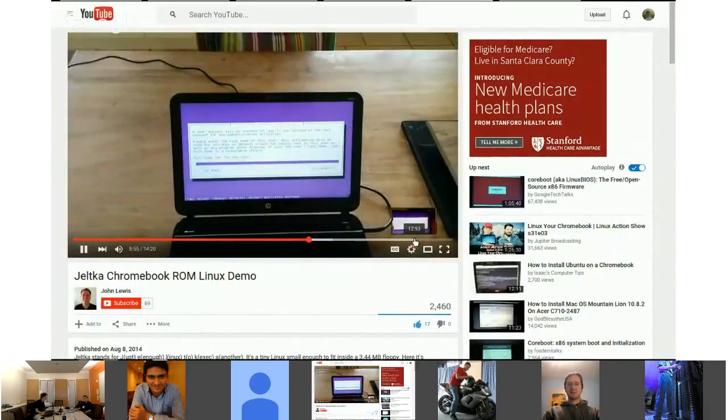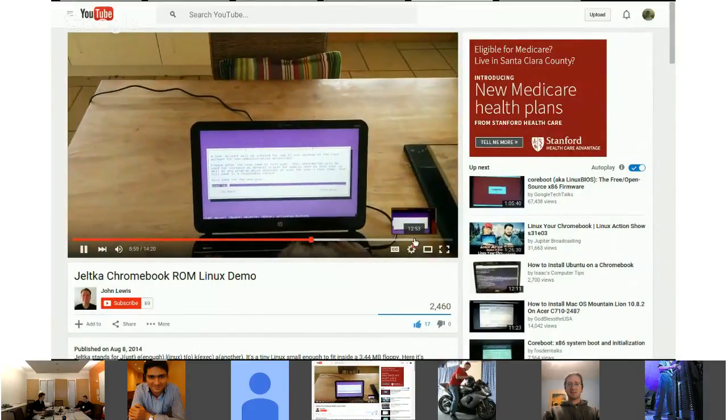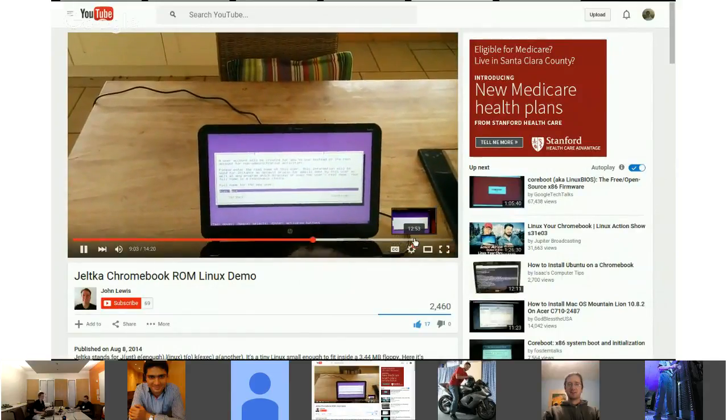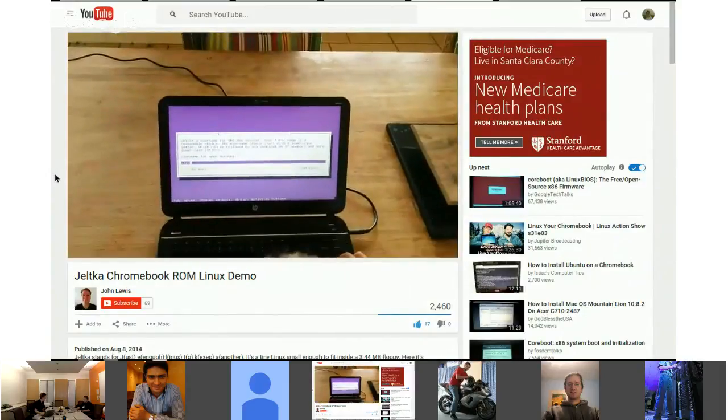And this is all done by, he just boots it, boots into his embedded environment that's stored on the firmware ROM, configures Wi-Fi, and then downloads a whole distro and installs it to the SSD.